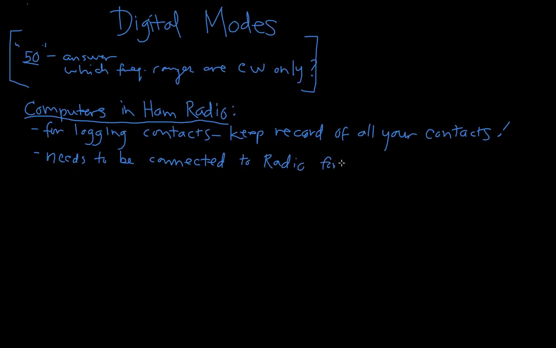Your computer needs access to the radio's transmit audio so that it can transmit stuff when you're sending stuff on digital modes. The computer's connected to the transmit audio. So usually the computer's speaker will be connected to the radio's microphone port so that the output from the computer goes into the radio's input so the radio can transmit what the computer wants it to. The computer also needs to be connected to the radio's receive audio so that it can receive digital modes.